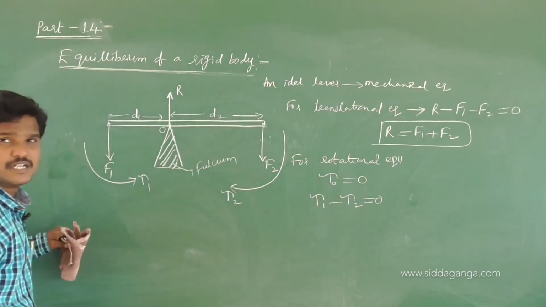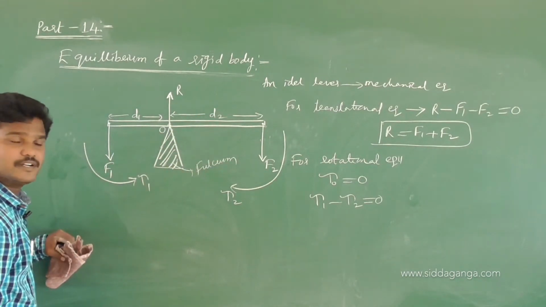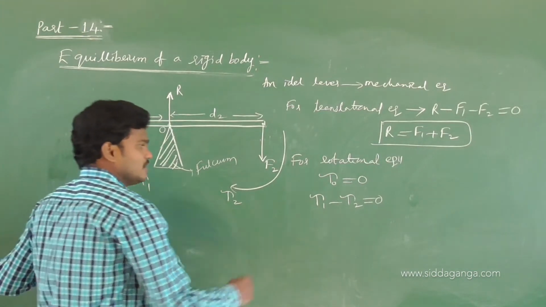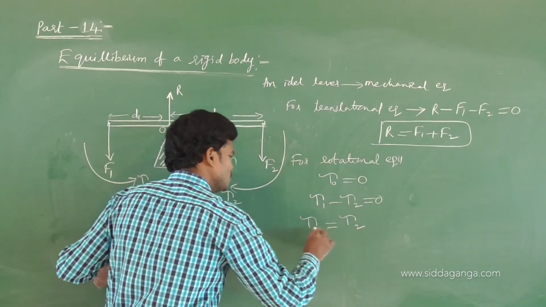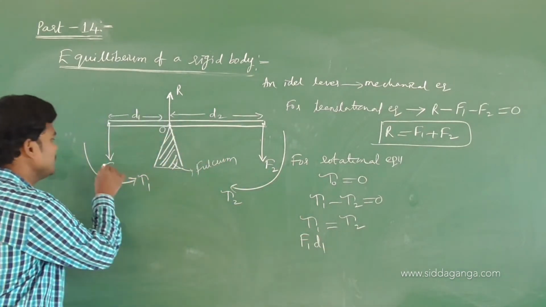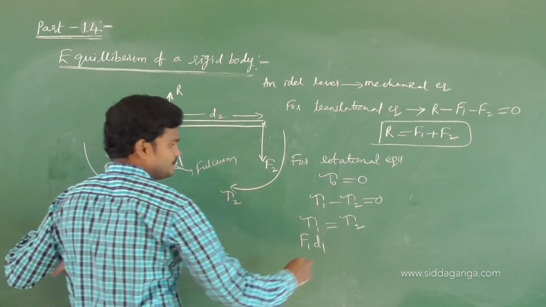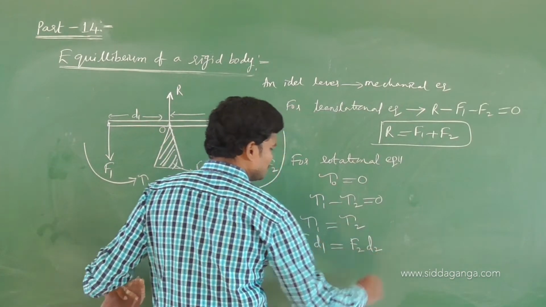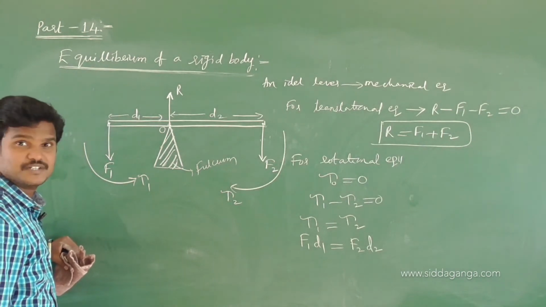For translational equilibrium, net force is 0. For rotational equilibrium, net torque is 0. So tau 1 minus tau 2 is 0. That means tau 1 is equal to tau 2. What is tau 1? See the diagram, F1 D1 is tau 1. What is tau 2? Tau 2 is F2 D2. Force into distance.